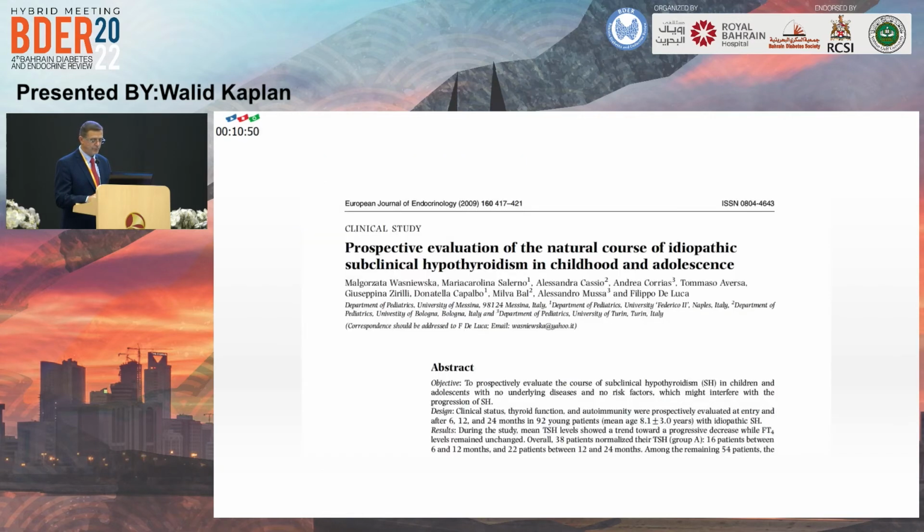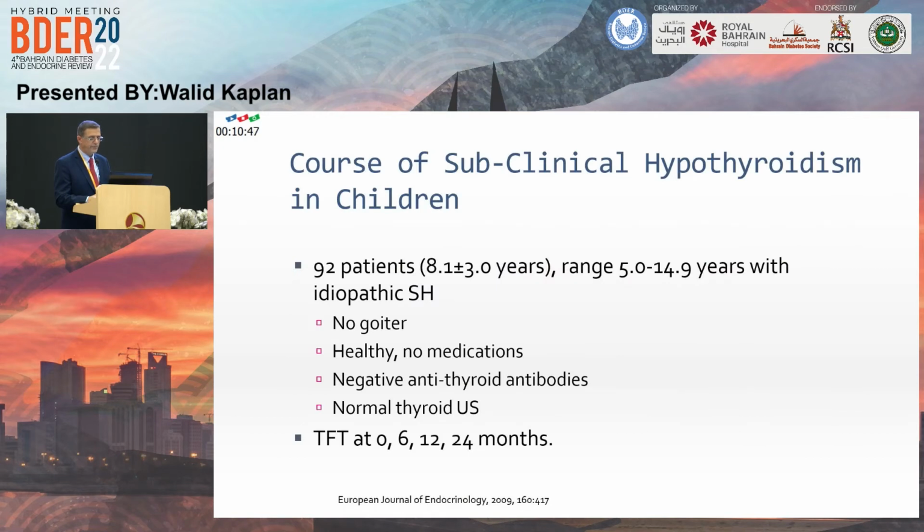Another study, much smaller cohort, but it's a prospective study. So this is 92 patients aged between 5 and 15 years, who had also slightly elevated TSH with normal free T4. Those patients had no goiter. They were healthy. They were not on medication that interfere with thyroid function test. They had negative antibody. And furthermore, they even did ultrasound on them to confirm that the thyroid ultrasound is normal. So those are purely normal children with the isolated finding of slightly elevated TSH. And they wanted to see no treatment on them.